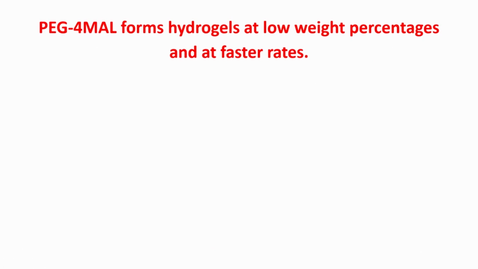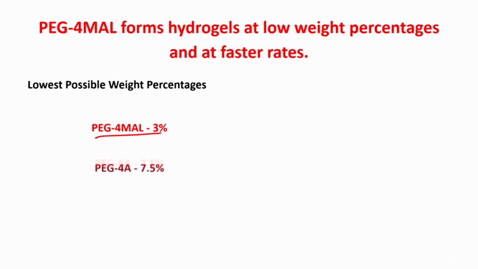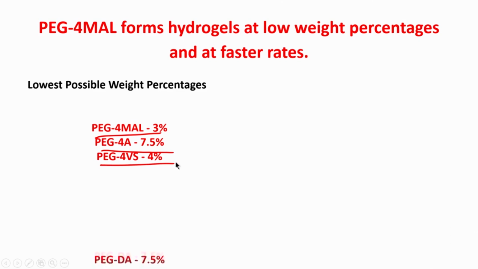Then they look at, okay, what are the different polymer concentrations we can use to form this hydrogel. So, what is the lowest possible weight percentage? If you continue to reduce the polymer chains, you may not get a hydrogel at a certain point. So, they found that with the PEG-4 even a 3% gel can be formed, whereas with acrylate you can only get a gel at a minimum of 7.5 percent of this polymer. With PEG 4 vinyl sulfone, you get it at 4%, and then the PEG DA is also forming at least at 7.5%.